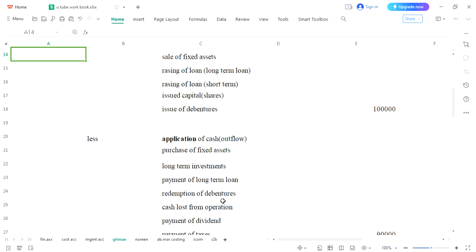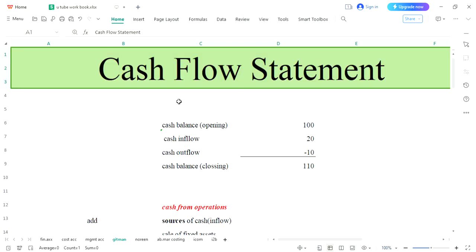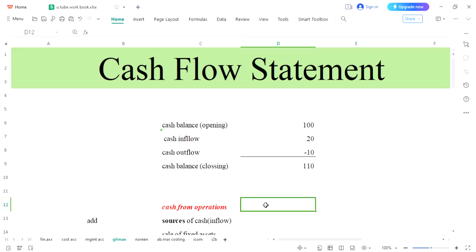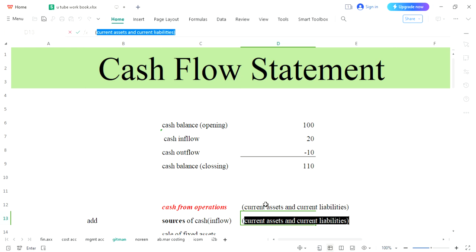This means not only current assets, but fixed assets would also be involved. Not only current liabilities, but fixed liabilities would also be involved. In this way, you have understood that cash from operations is associated with current assets and current liabilities, and these sources are for fixed assets and fixed liabilities.